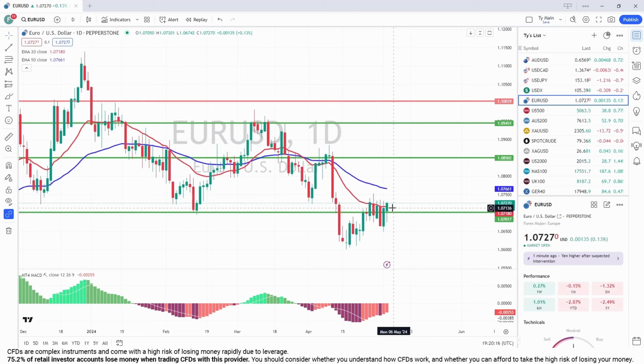If it rolls over and gets pushed down by the 20 moving average again, I'd be just looking at trading down to these previous lows as a scalping mode, but only scalping, not looking for anything big or long term just yet.